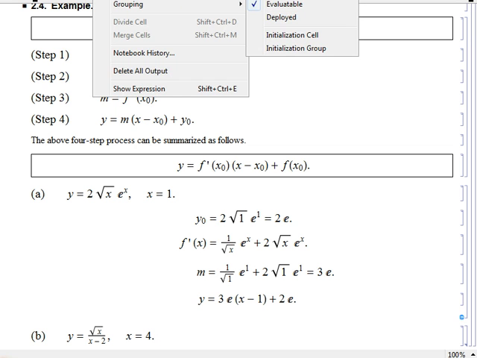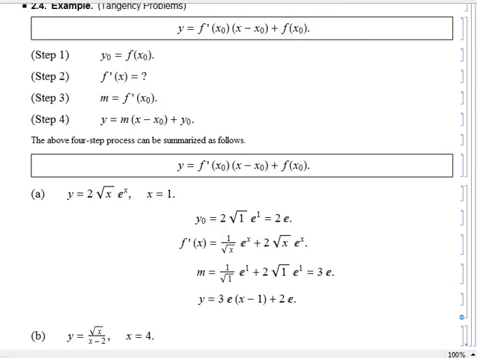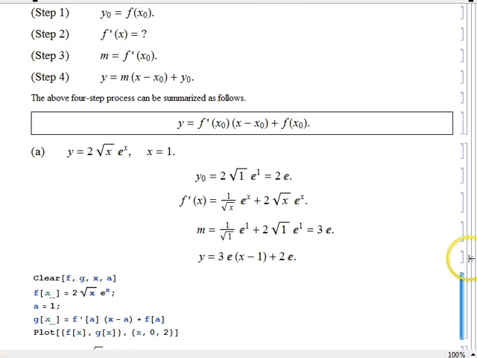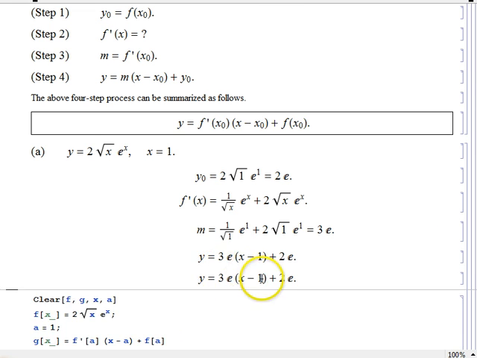However, in some cases you may be asked to simplify and get the slope-intercept equation. In that case you can, obviously I skipped that part, break up the parentheses and then you're going to get minus 3e plus 2e, so eventually you're going to get 3e x minus e as your equation of the tangent line, or slope-intercept equation of the tangent line. To me, this one is just fine.